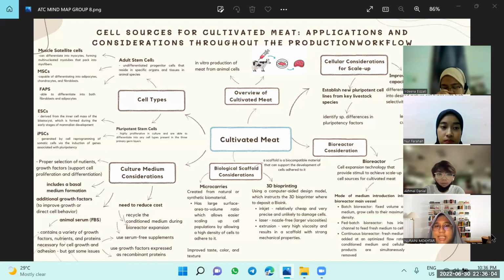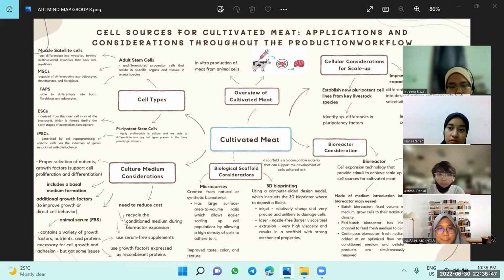And the last one is the induced pluripotent stem cells, or in short iPSCs. This one is generated by cell reprogramming of somatic cells via the induction of genes associated with pluripotency. But it is also less developed due to the requirement of additional studies to optimize the efficiency of the cell reprogramming protocol for different animal species. So that's all from me. I'm going to pass the presentation to Irdina.